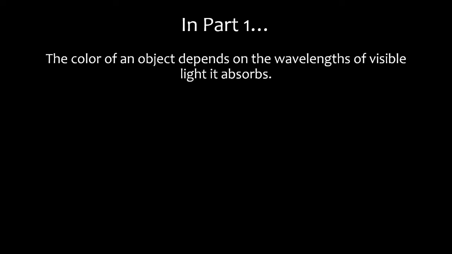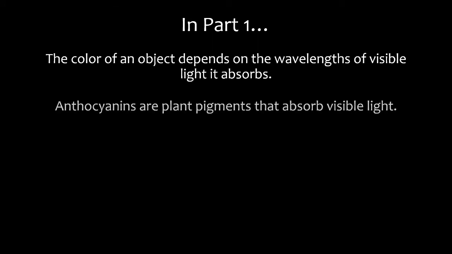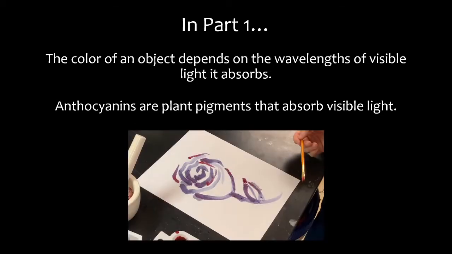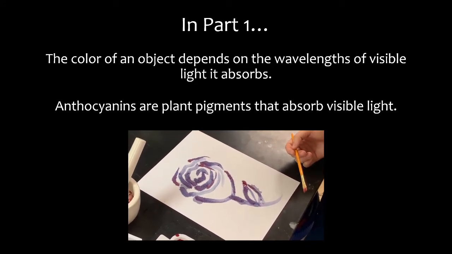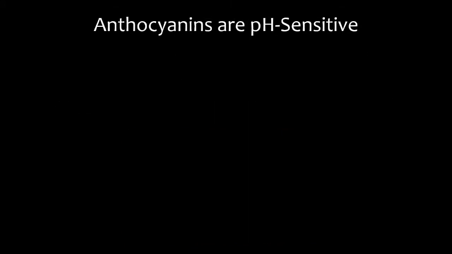In part 1, you learned that the color of an object depends on the wavelengths of visible light it absorbs. You also learned that anthocyanins are plant pigments that absorb visible light and give some plants their reds, blues, and purples. You then saw red hibiscus anthocyanins turn purple on printer paper in a matter of seconds. In this video, we'll explain the chemistry behind the color change and how you can use it to make some pretty neat paints. It turns out that anthocyanins are what you might call pH sensitive.